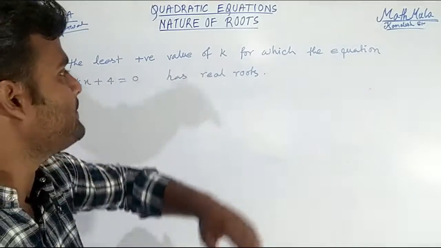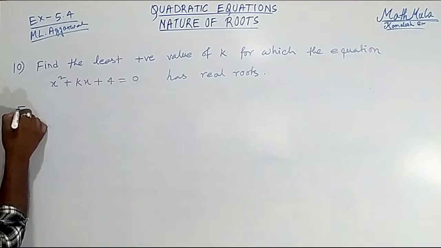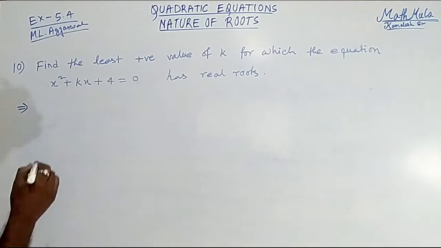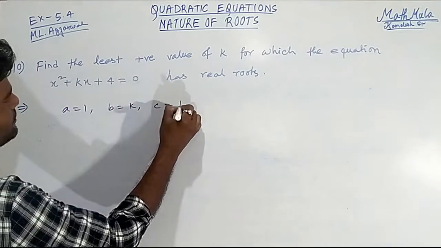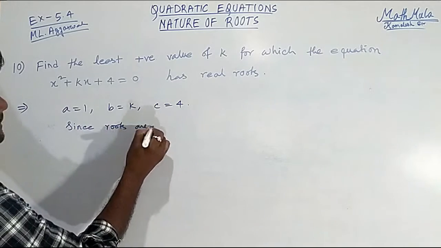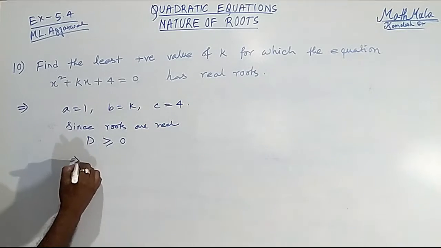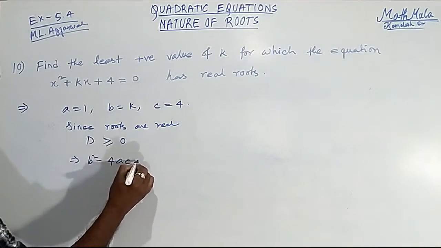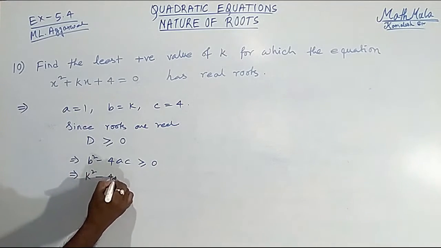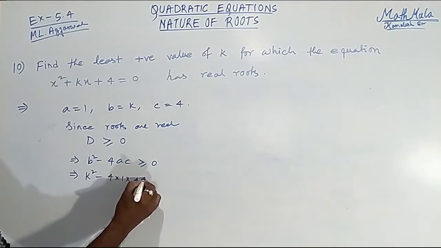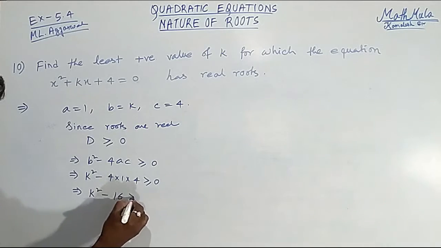When the roots are real, then the discriminant is greater than or equal to 0. Let's solve this sum. Now comparing this equation with the general form, a equals 1, b equals k and c equals 4. Since roots are real, therefore discriminant is greater than or equal to 0. That implies b squared minus 4ac is greater than or equal to 0. That implies k squared minus 4 into 1 into 4 is greater than or equal to 0. That implies k squared minus 16 is greater than or equal to 0.